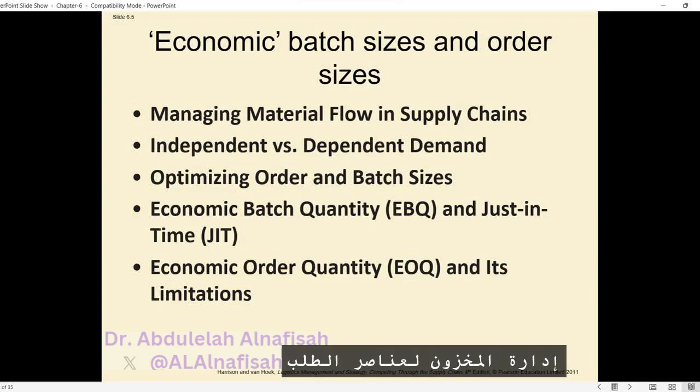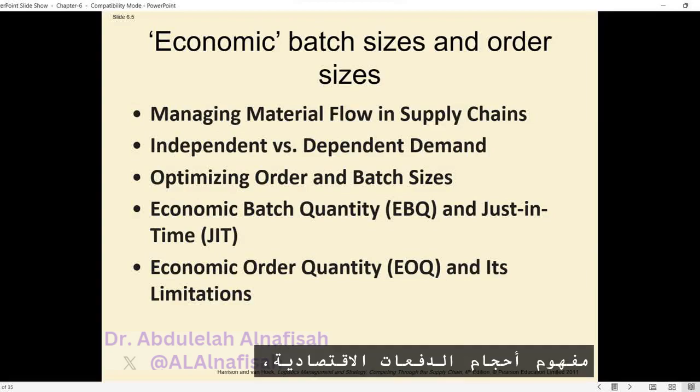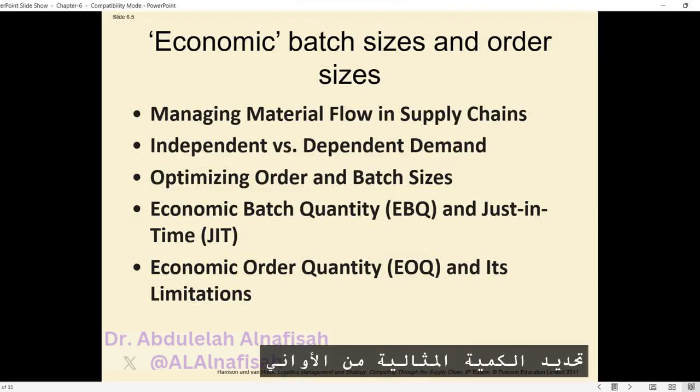The management of inventories for independent demand items using order point methods is explained. The concept of economic batch quantities, EBQs, and economic order quantities, EOQs, is introduced. EBQ determines the optimal quantity of pots to produce at a time, while EOQ determines the ideal quantity of pots to order from suppliers.